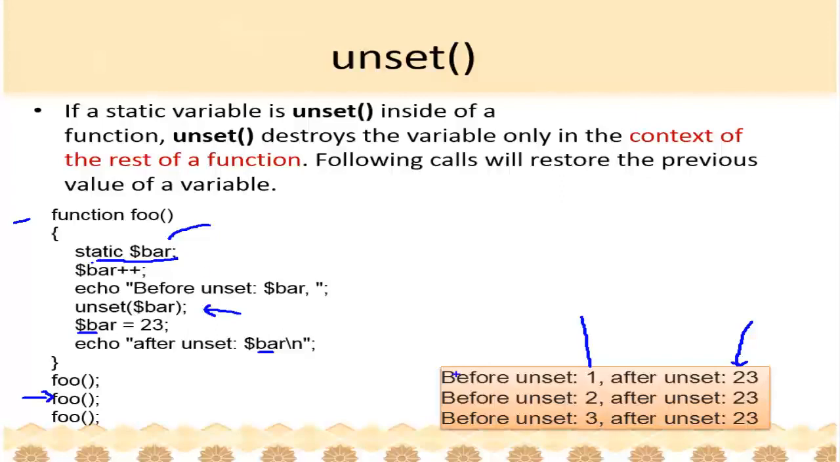It's initialized once. So if this value itself was destroyed or unset, that value would have gone. But you notice that when you call it plus plus, it retains its last value, adds 1 to it, and prints that before unset it is 2. That means this bar still exists and is not destroyed. So that's the meaning of it. When you unset it within the function, only that local copy goes. The global copies are not destroyed.